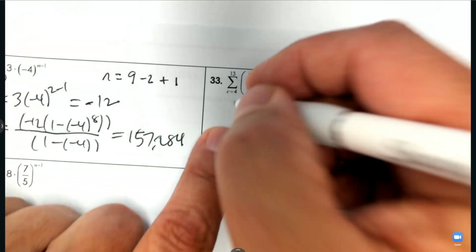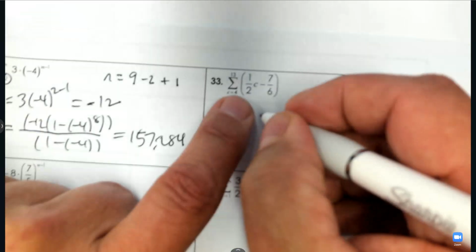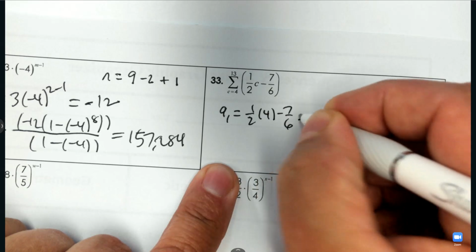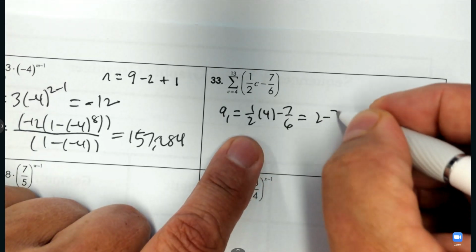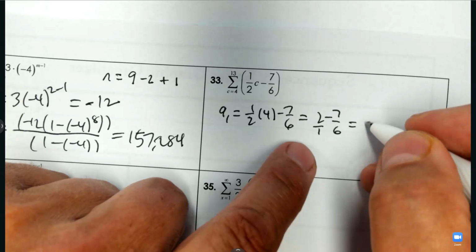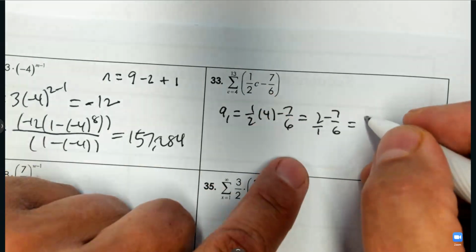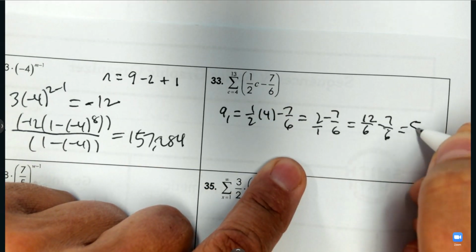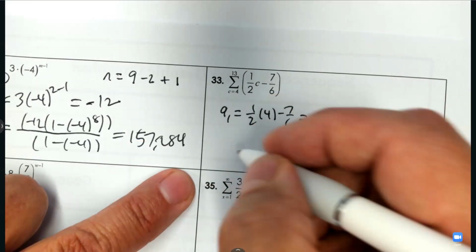Number 33. So to find the first term, I plug in 4. So it's 1/2 times 4, subtract 7/6. I'll help you through this. Again, kind of silly numbers to use, but times 6, top and bottom. And then common denominators, that's 5/6. I needed that.